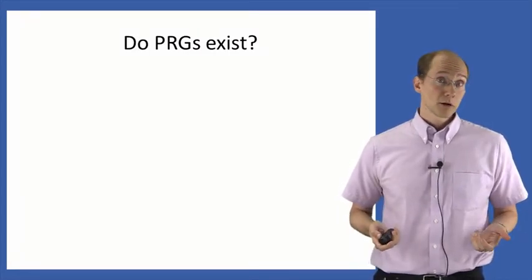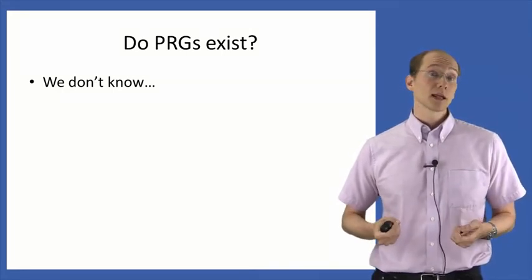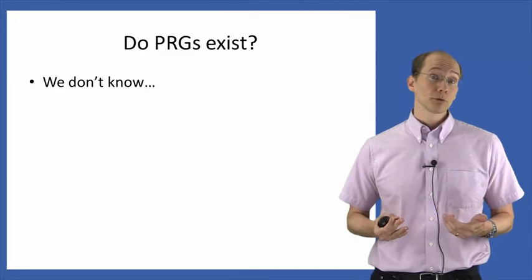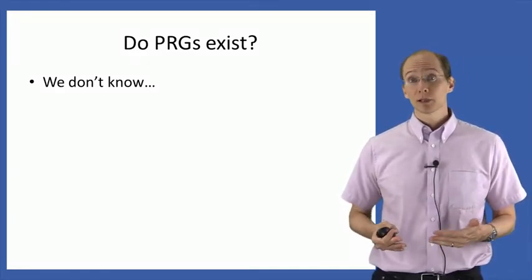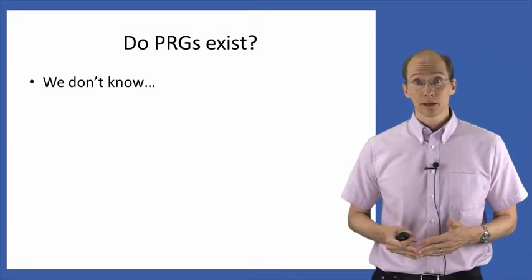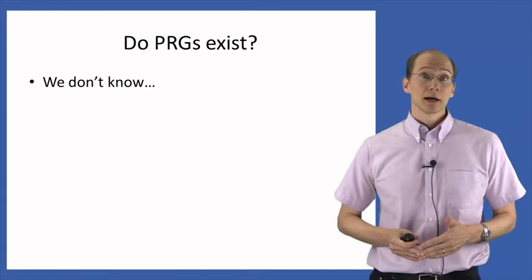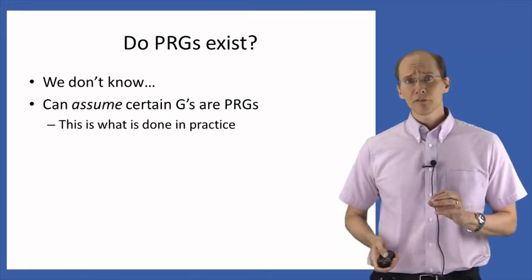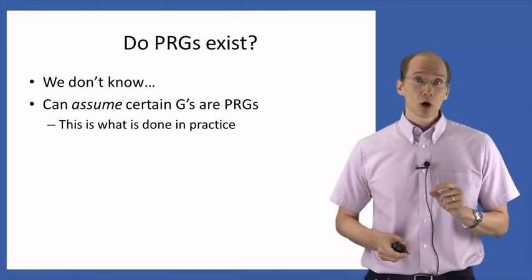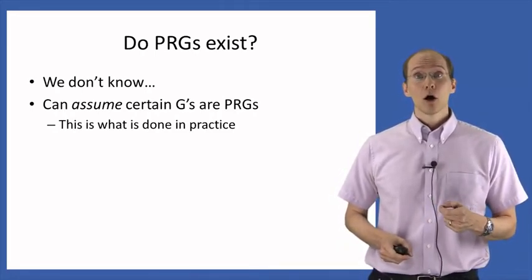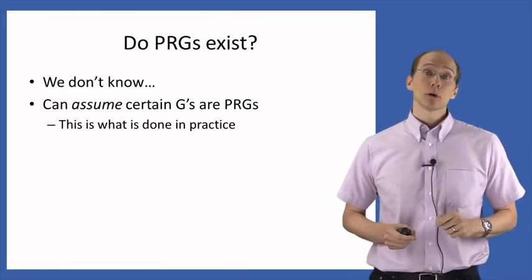Do pseudorandom generators exist? Unfortunately, we don't know. This is one of those things where we can't hope to prove the existence of them without resolving in particular the question of whether P is equal to NP. And in fact, we require even stronger assumptions than that. Nevertheless, what we can do is assume that certain concrete functions g are pseudorandom generators. And in fact, this is exactly what we do in practice.